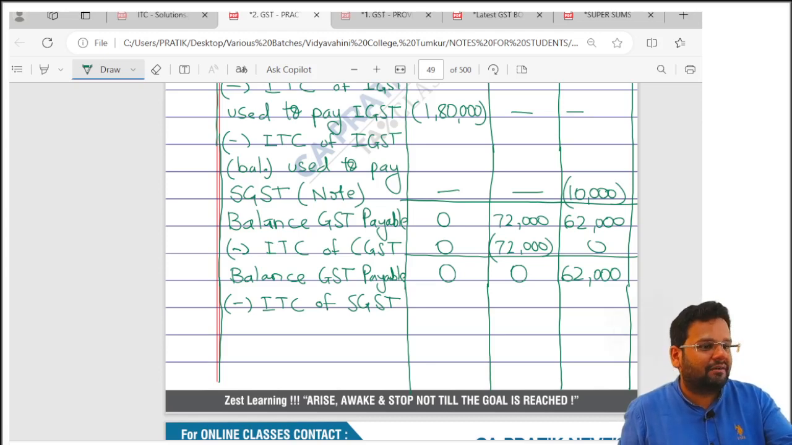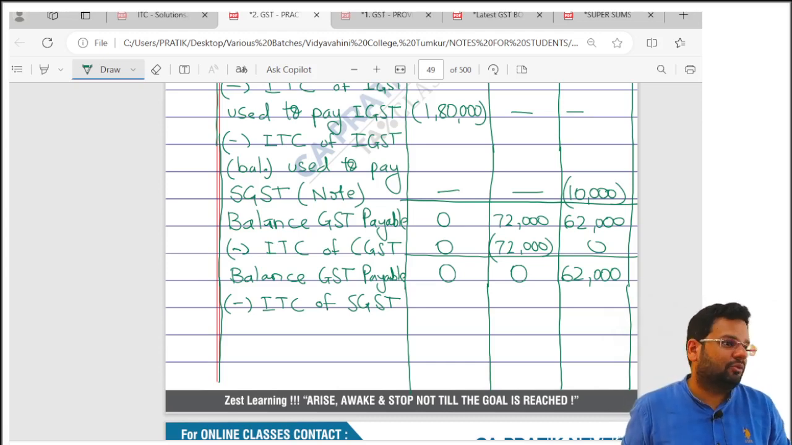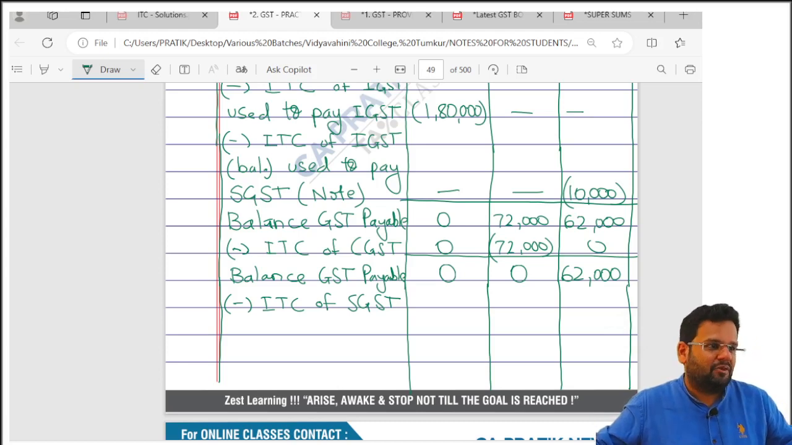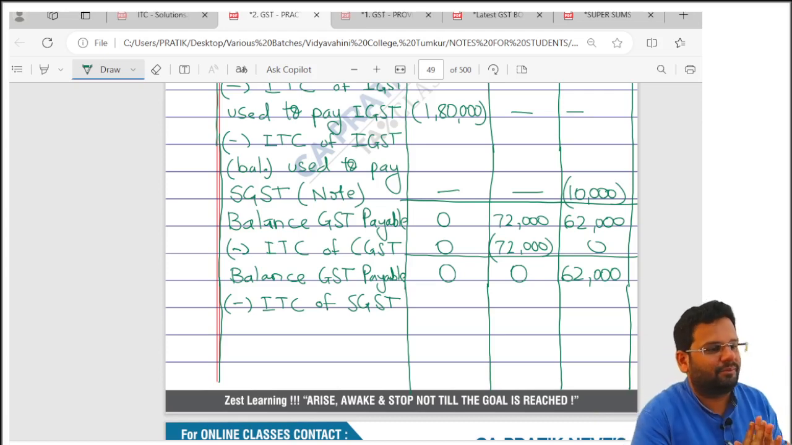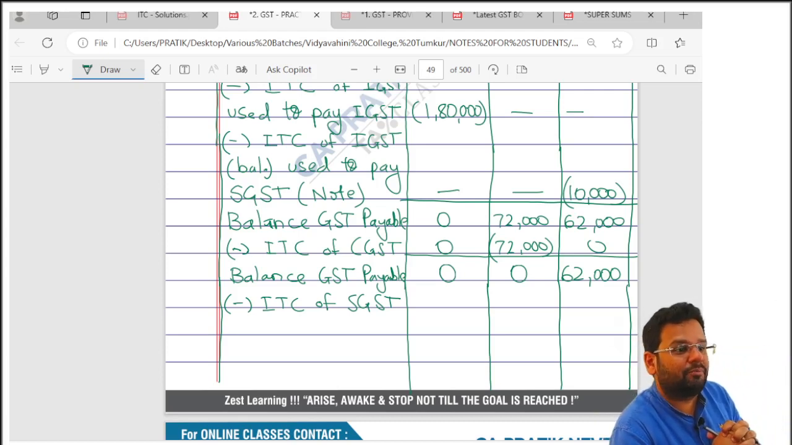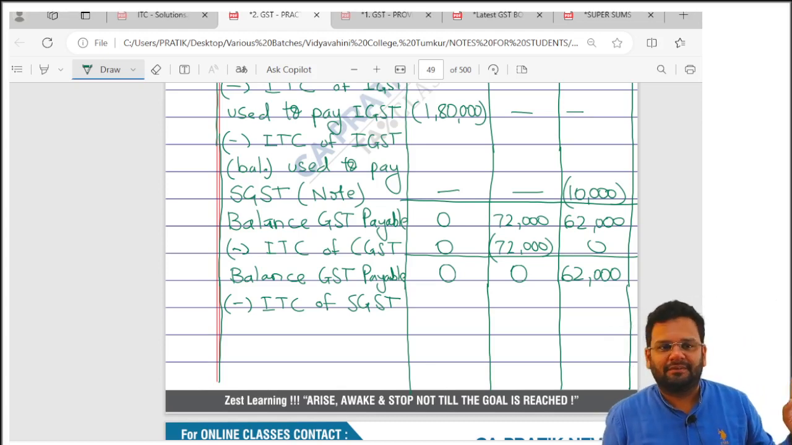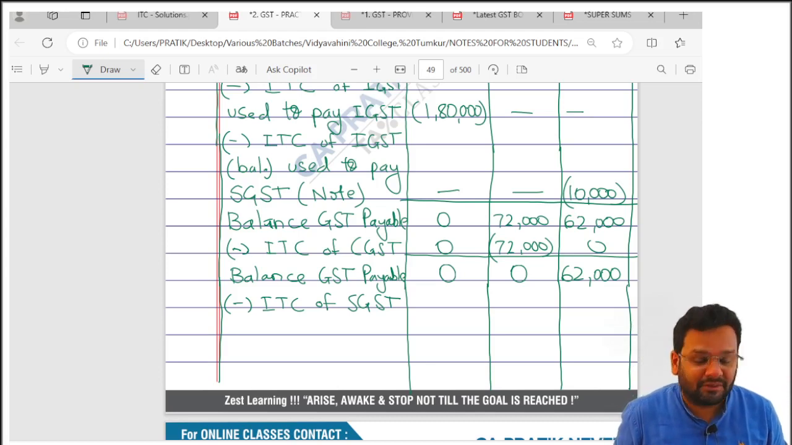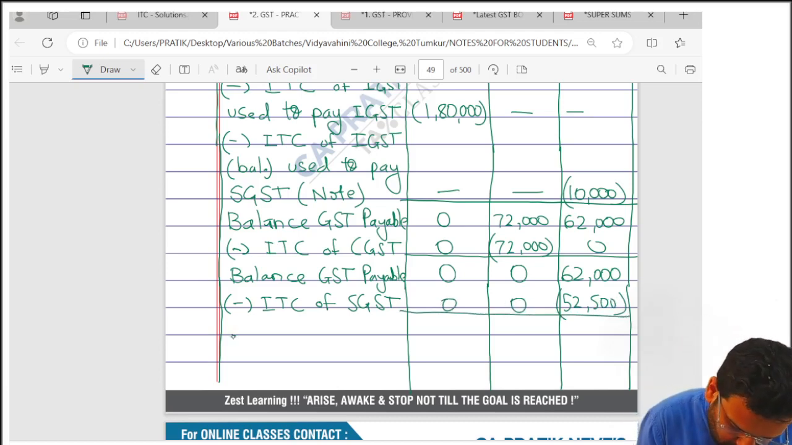But can we do anything with that? ITC of C cannot be used to pay S. ITC of S cannot be used to pay C. Otherwise, why have we bifurcated GSTs? You have bifurcated because you don't want them to be used. C cannot be used against S. S cannot be used against C. Tell me what is ITC of SGST? How much? 52,500. Use it.